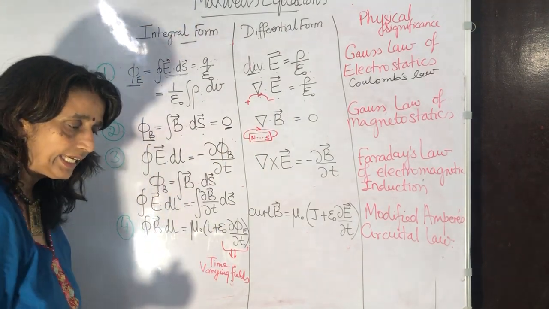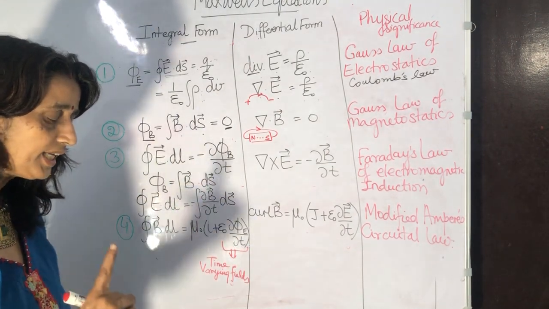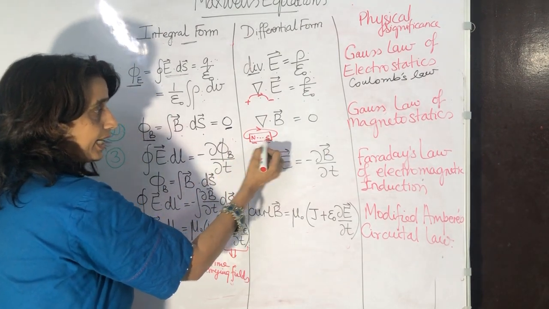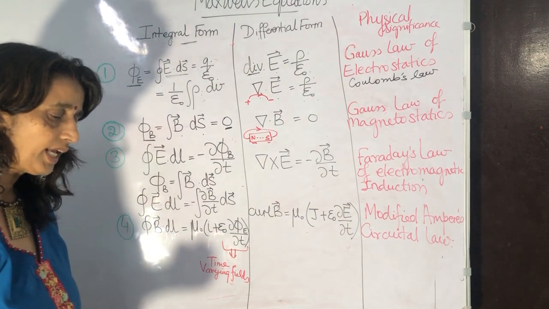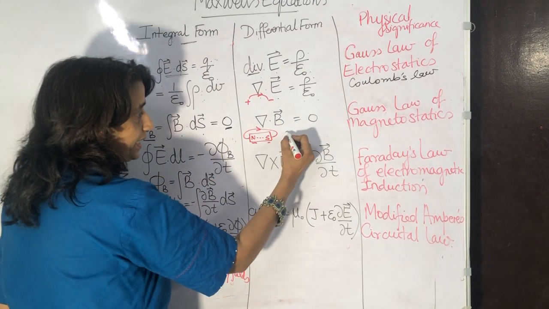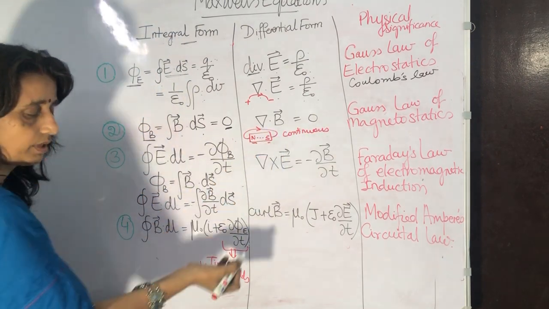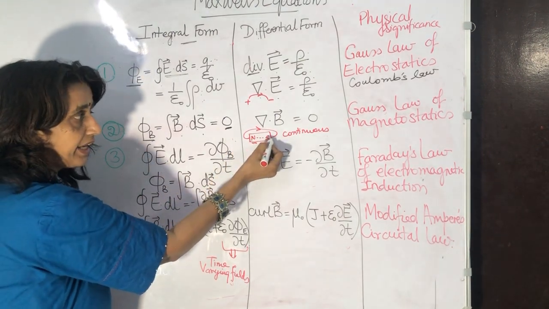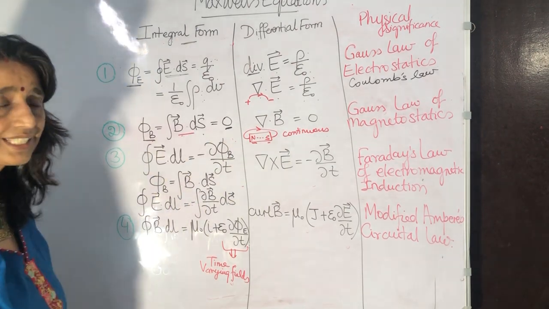And secondly, magnetic monopoles do not exist, and any closed volume will always contain equal and opposite magnetic poles, that is the north pole and the south pole. So the net magnetic pole strength will be 0, and they are continuous or closed curves. Continuous and closed curves means the number of magnetic lines of force entering is equal to the number of magnetic lines of force exiting. So the total balance left is 0.